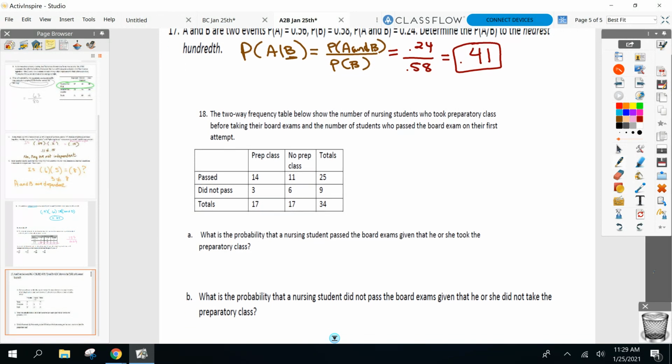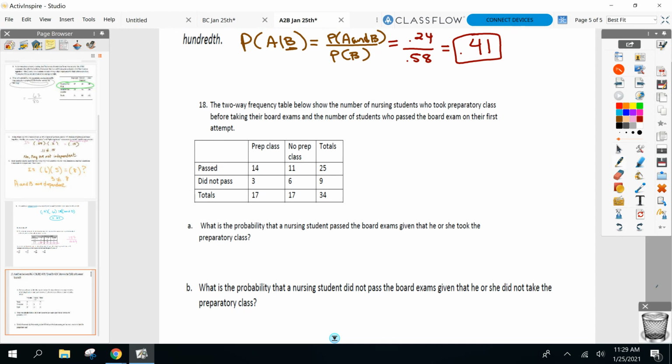Passing a nursing prep class for a nursing exam. I did put totals in this one. So first question, probability a nursing student passed the exam given that they took the prep class. So you know they took the prep class. How many of them passed?